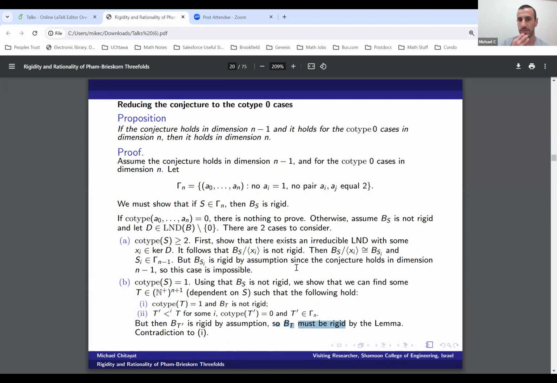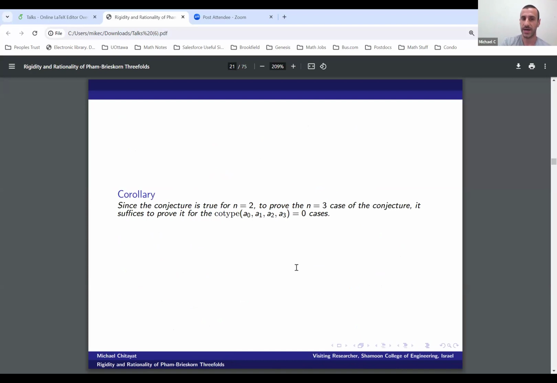So this proposition shows that we can reduce to these special cases, the cotype 0 cases. So an immediate corollary is that since we know the conjecture is true for n equals 2, to prove the n equals 3 case of the conjecture, it suffices to prove the cotype 0 cases. And that's what our previous reduction shows. So any questions about the reduction to the cotype 0 cases?